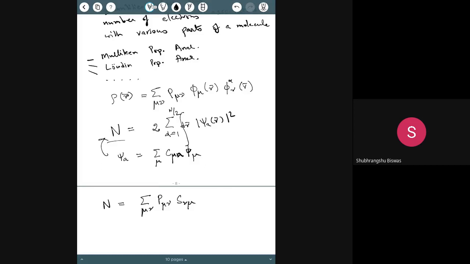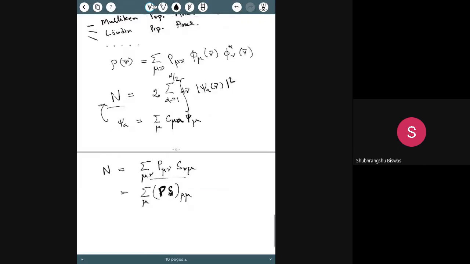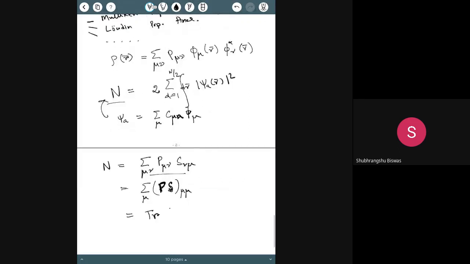Okay, so what is this? So this is a sum over mu. If I do the sum over nu, just nu, then this is a matrix multiplication of P and S. So these are matrices. And then you have the mu mu element. So N is then the trace of PS. Okay.